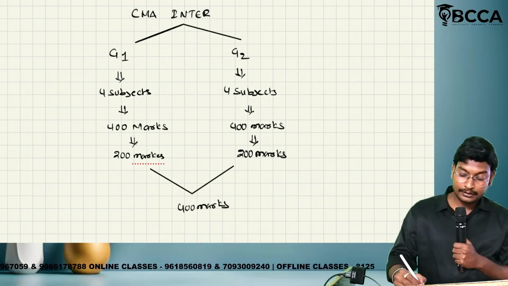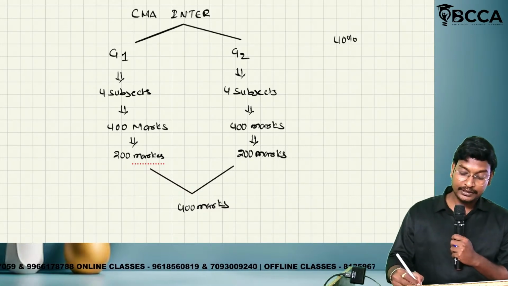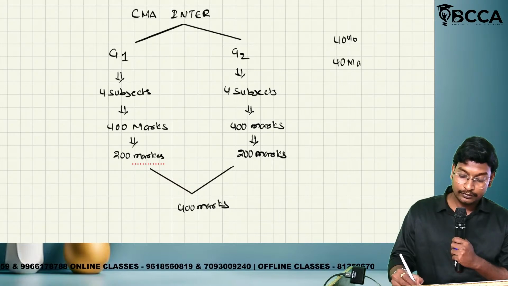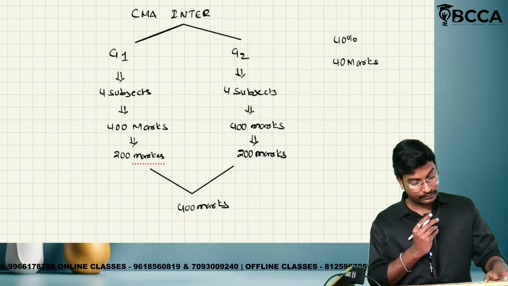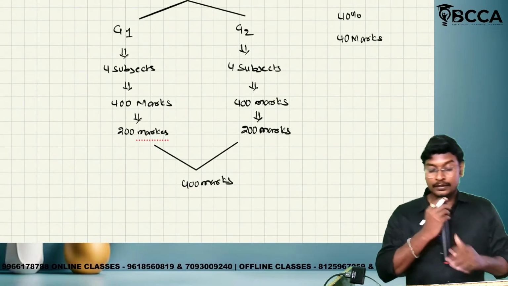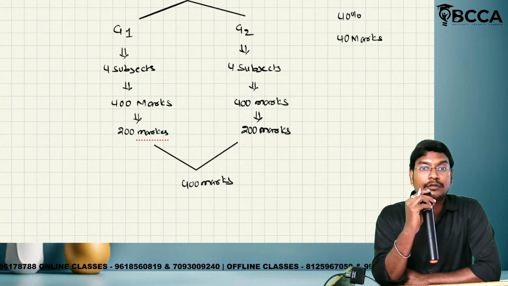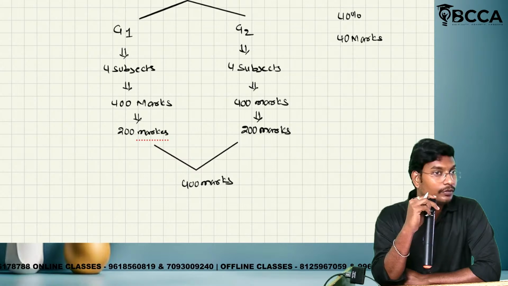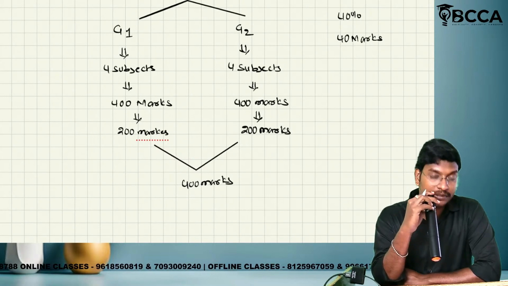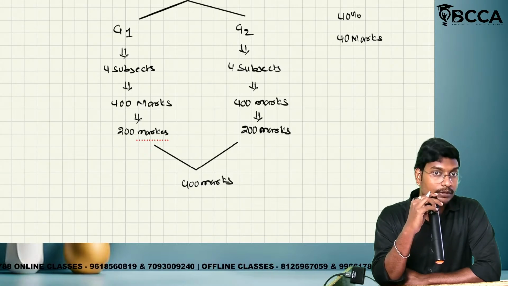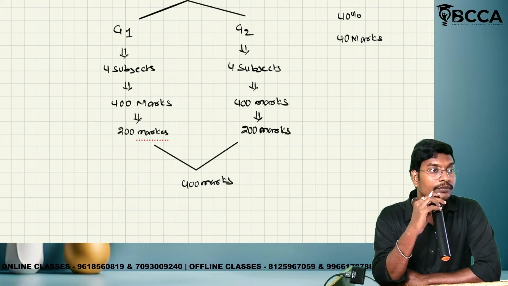Subject wise, we need to get 40%. That means in each subject we have to get a minimum of 40 marks. We have 4 subjects in Group 1 and 4 subjects in Group 2. So 4 into 40, how many marks? 160. If we got only 160 marks, are we qualified in Group 1 or not? We are not qualified. That means we need to get a minimum overall of 50% in order to qualify Group 1.